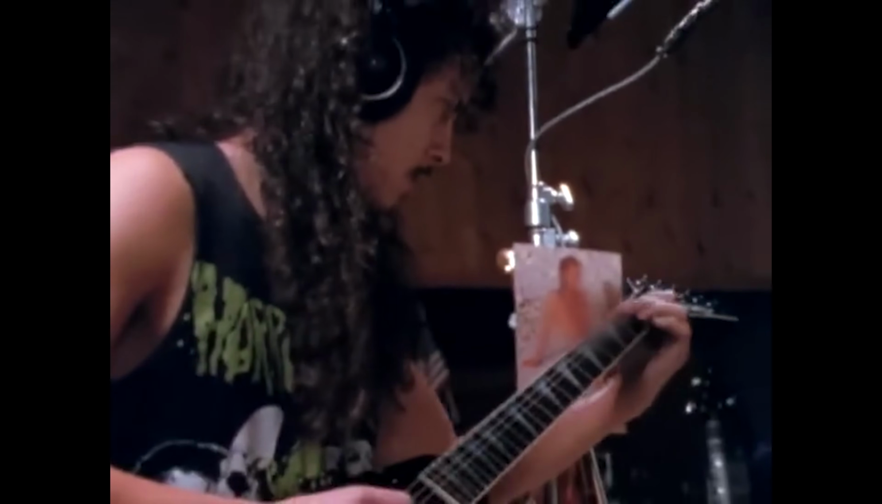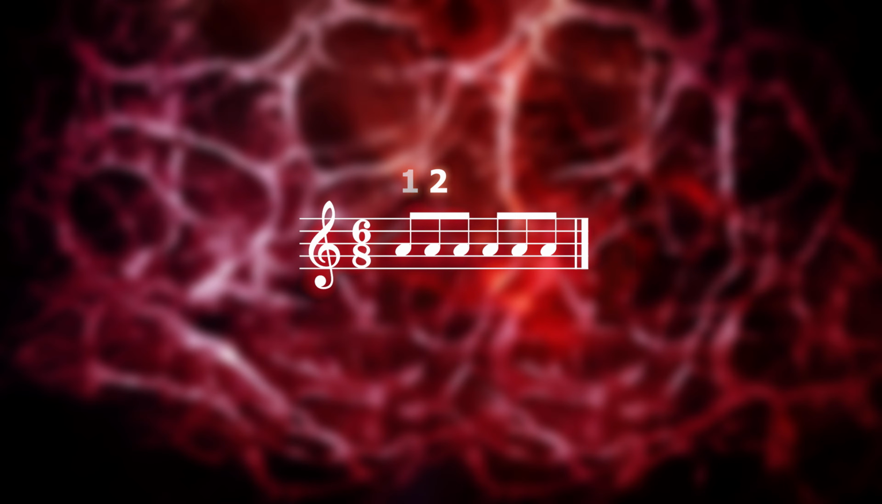Now, if we speed things up, we'll get into the 6/8 and 12/8 territory. Those are pretty much the same with the exception that 12/8 is twice as long as 6/8. So, 6/8 you would count, and 12/8 you would obviously count twice as long.